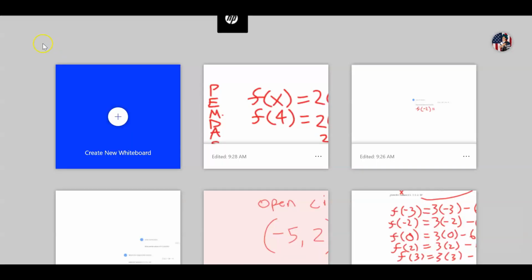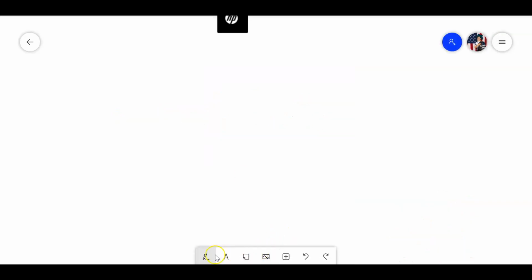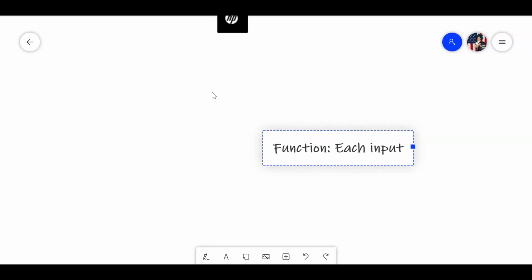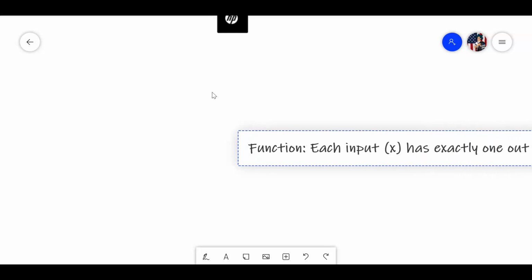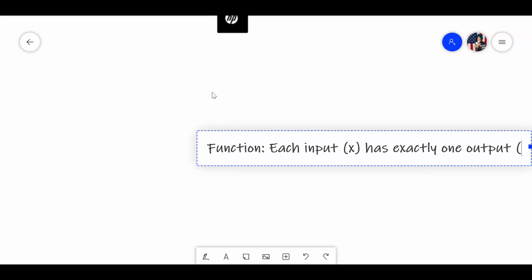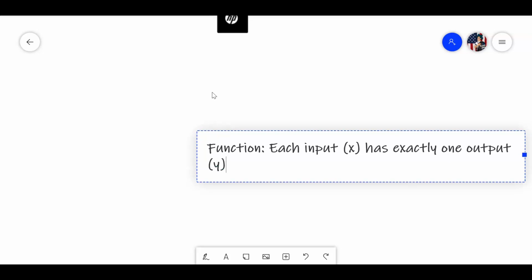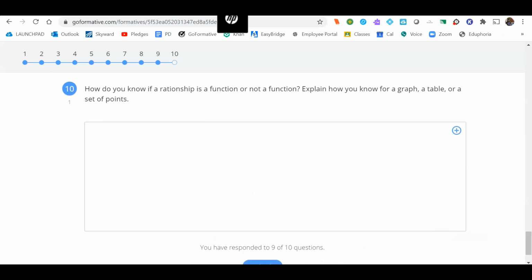Let's do a new one of these. Let's see if I can type. Yeah. For a function, each input x has exactly one output y. So each x has only one y. Okay? So the question they had for us was, how do you know if a relationship is a function or not a function?